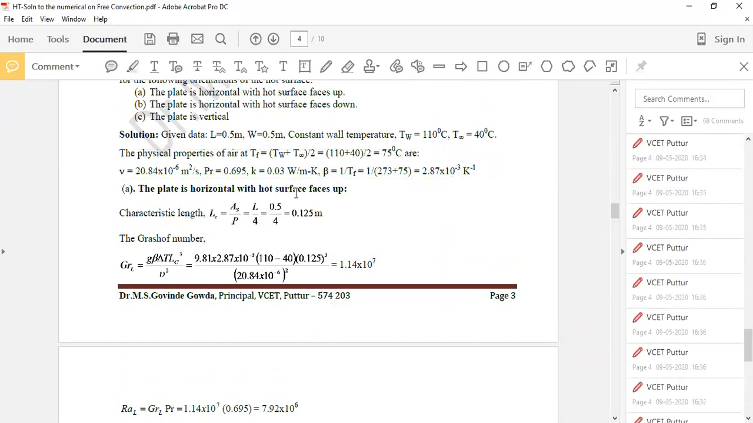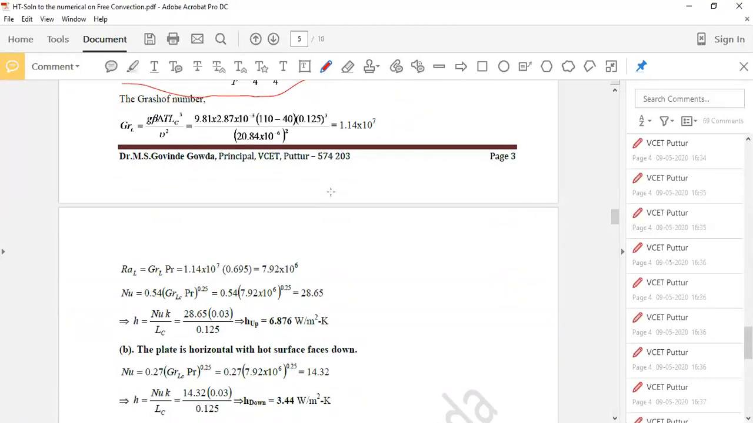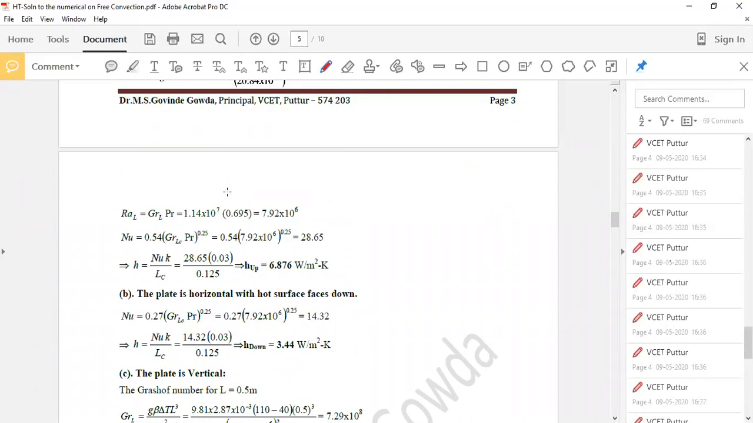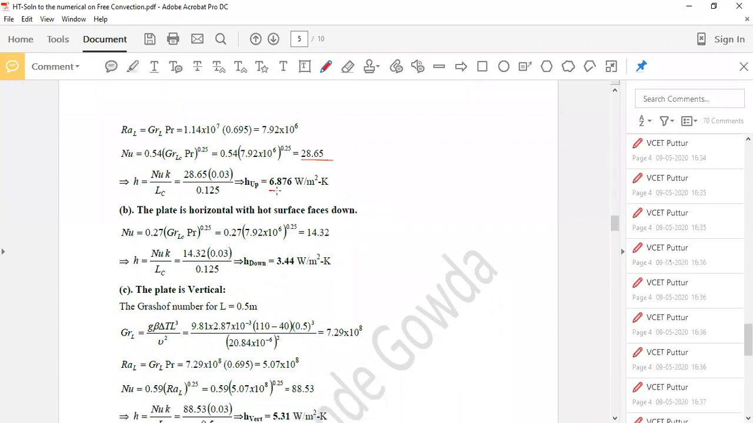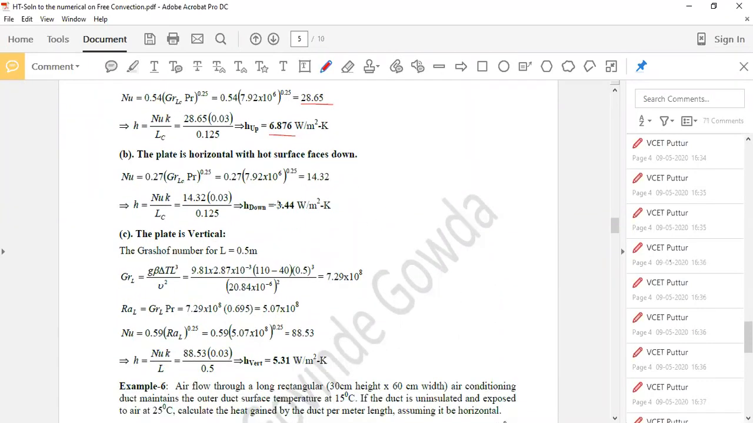And once you read the properties at mean film temperature, now for horizontal plates, whether the hot surface is facing up or facing down, you have to calculate the characteristic length, and this characteristic length is always defined as As by P. So accordingly, you will calculate a Gr value and Rayleigh number, and appropriately you're going to use the respective Nusselt equation, and hence you will calculate the average heat transfer coefficient.